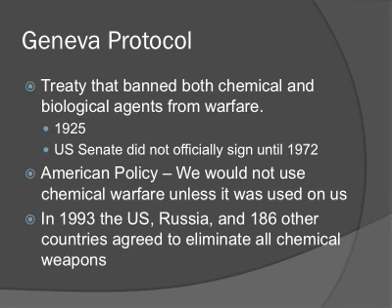This led us to the Geneva Protocol, which was a treaty that banned both chemical and biological agents from warfare. So basically it says we can use guns, we can use bombs, but we're not going to use any chemicals. This came around in 1925, but the Senate did not officially sign it until 1972, just because there were lots of clauses in there that they didn't 100% agree with.